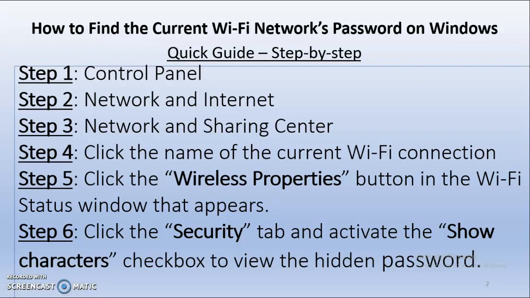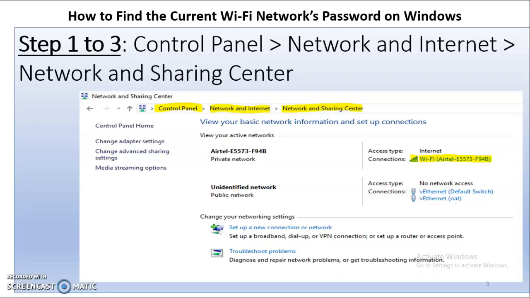So step number 1, you need to go to Control Panel, then Network and Internet, and then in the third step, Network and Sharing Center. Then you need to select the current Wi-Fi connection. Post that, you need to click on Wireless Properties, and then go to the Security tab and click on Show characters. I have showcased some of the screens that you have to go to navigate that particular screen.